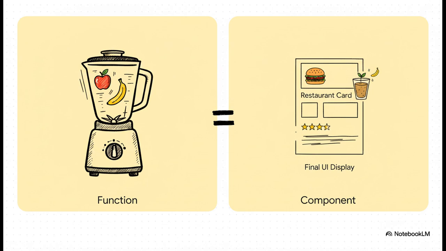If you've ever used a function in programming, you basically already get props. No, really, passing props to a component is almost exactly like passing arguments to a function. You're just giving it the specific data it needs to tell the user interface what to display.